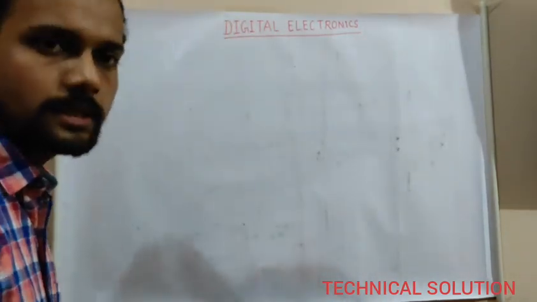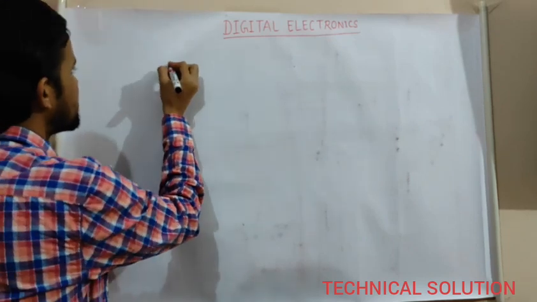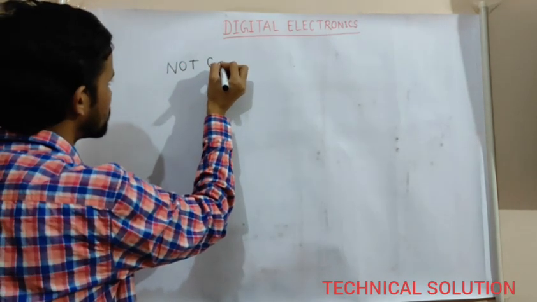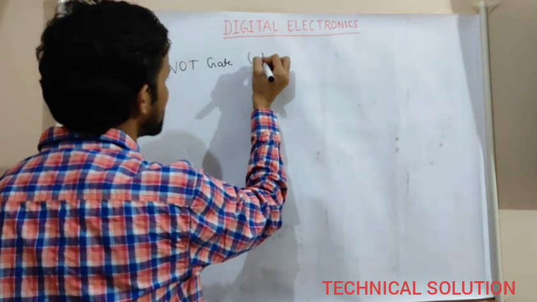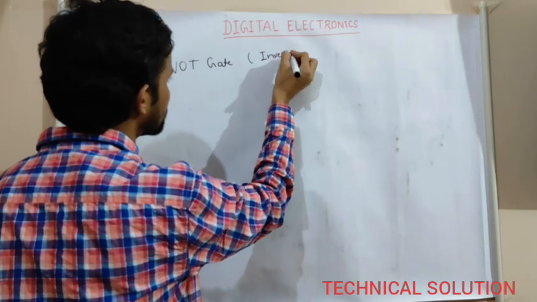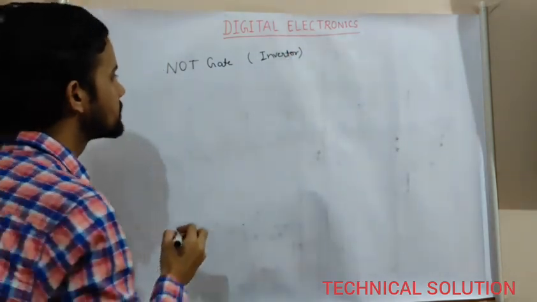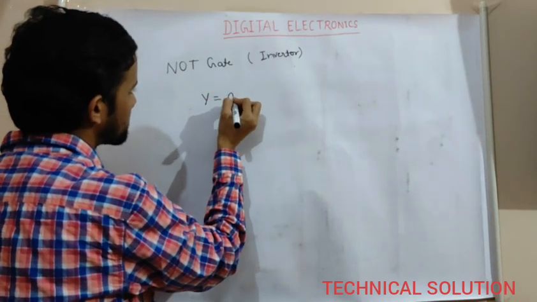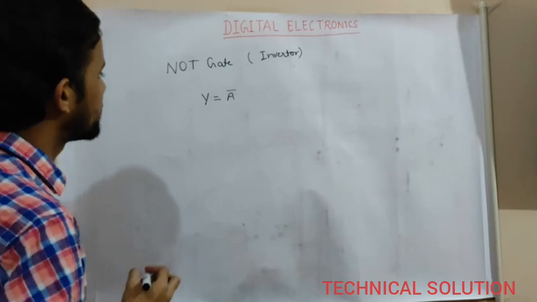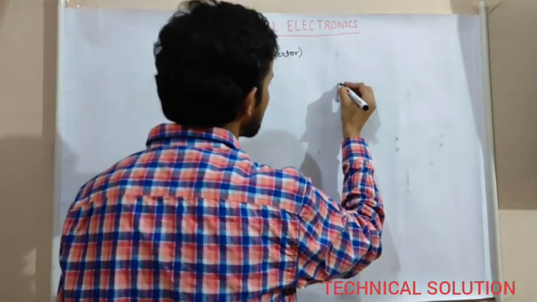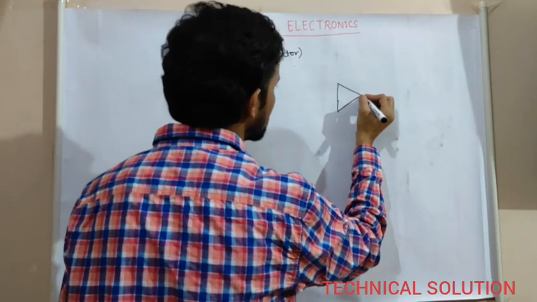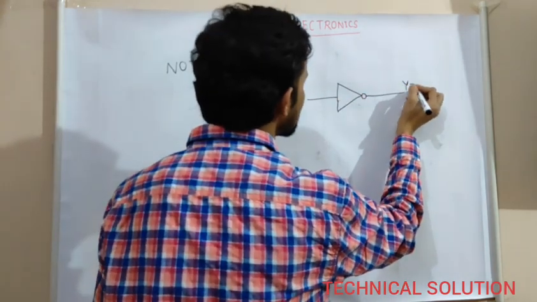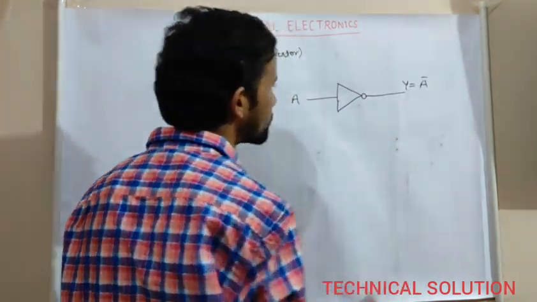Let us start with the first basic gate, that is the NOT gate. This is also known as an inverter. That means if you have an input A, then its output is given by A bar. And the symbol of the inverter is given by this. Here is a bubble. This is A and this is A bar.